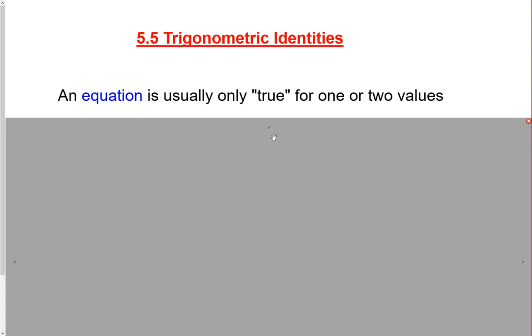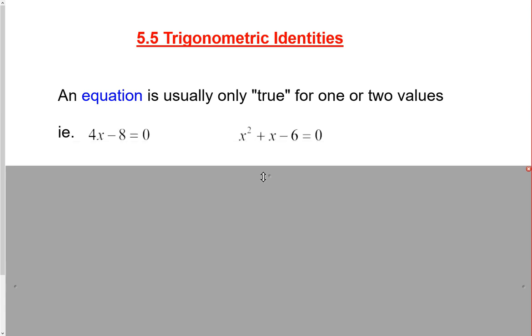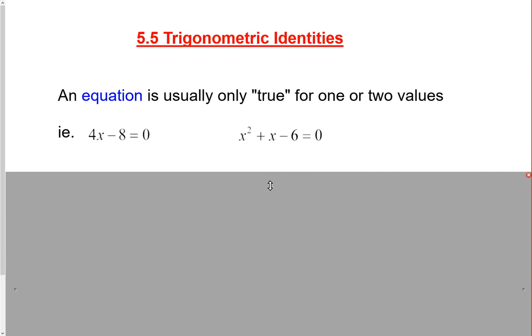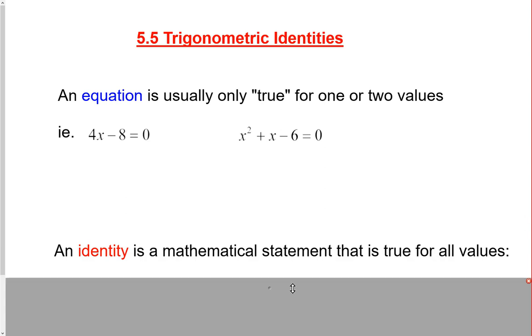It's only true for one or two values. Like there's the equation of a line on the left, and there's the equation of a quadratic on the right. Those would have one or two solutions, but it's only true for those one or two solutions. But an identity is a little different. An identity is a mathematical statement that's true for any value, anything we put in there.